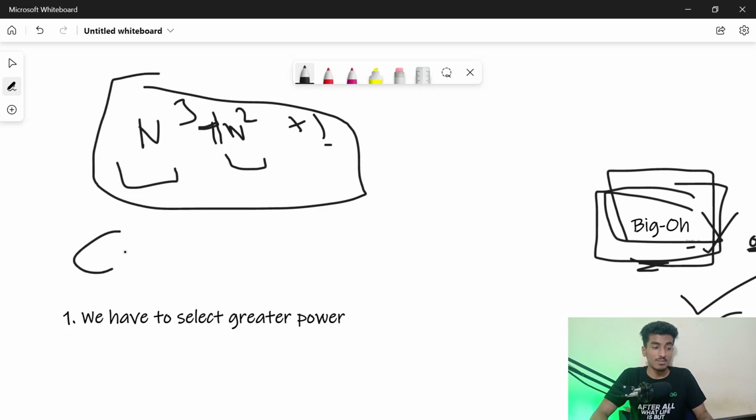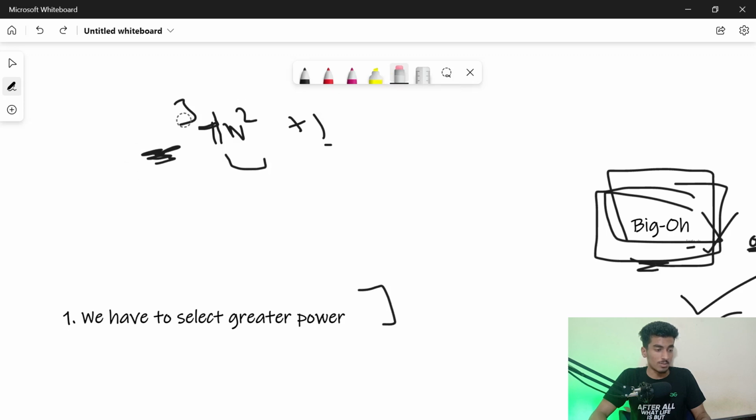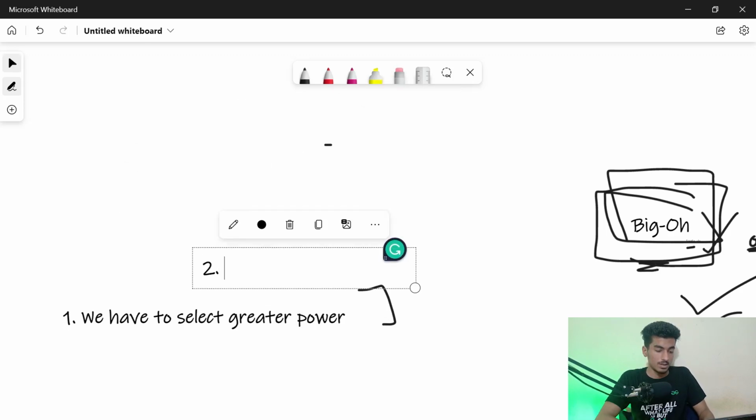But when we are writing with the big O notation, we only have to consider the greatest value. That is, our time complexity will be n cube. And I will also tell you why we have to select only the greatest value out of our whole algorithm. So that was rule number 1. And after that, the second rule is ignore constants.